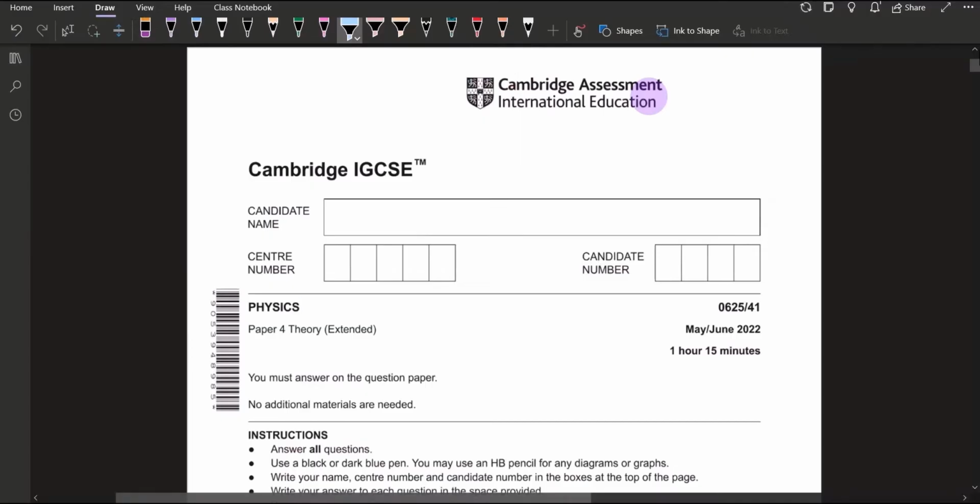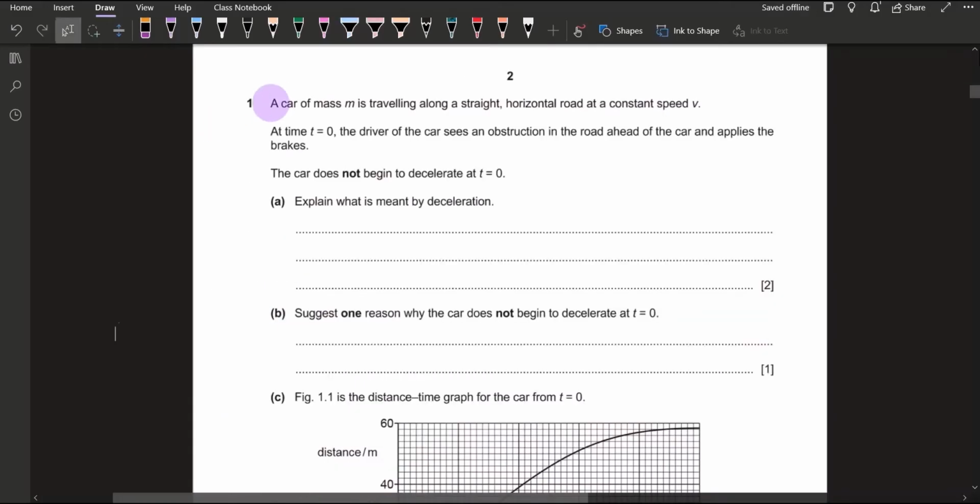Today we are going through the Physics 0625/41 May-June 2022 paper. Question number 1. A car of mass m is traveling along a straight horizontal road at a constant speed v. At time t equals 0, the driver of the car sees an obstruction in the road ahead of the car and applies the brakes. The car does not begin to decelerate at t equals 0.